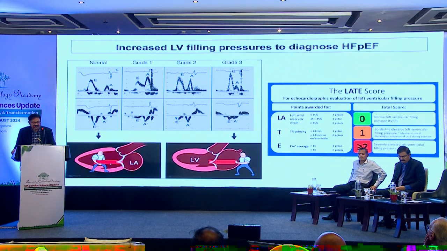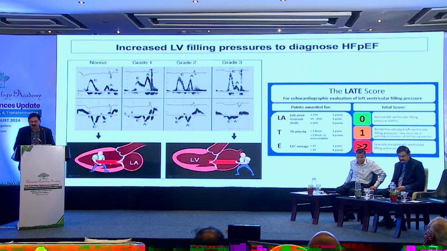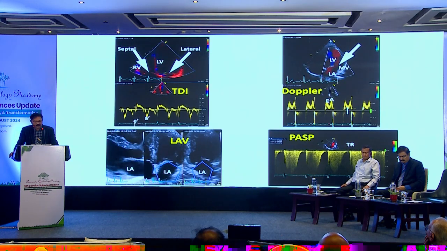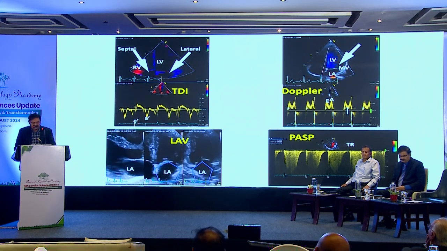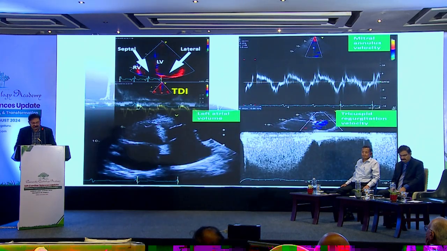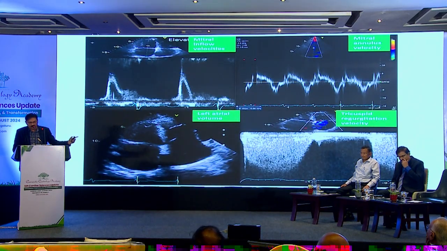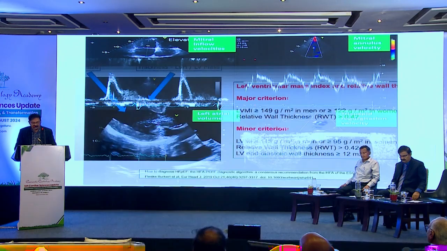There's another parameter, that is the increased LV filling pressures, and there is a score. You can see the score here: the left atrial reservoir strain, the TR velocity, and the E/A average. And you have a 0, 1, and more than 2. More than 2 indicates that your patient is too far down the line and needs more aggressive therapy, and the outcome is likely to be a 6 on 10 for that particular patient. These are the other things that we look at: tissue Doppler, the LA volume, an important parameter, and of course the PA systolic pressure. This is summarized aptly in this one slide, which shows mitral inflow, mitral annulus velocity, LA volume, and tricuspid flow.